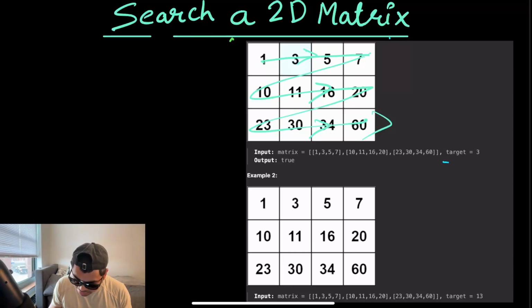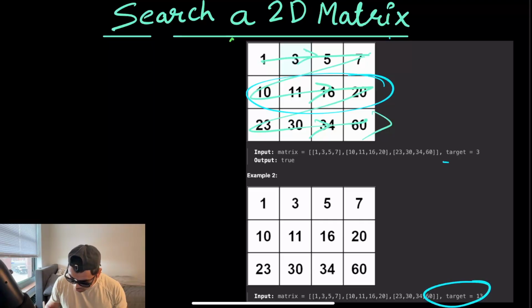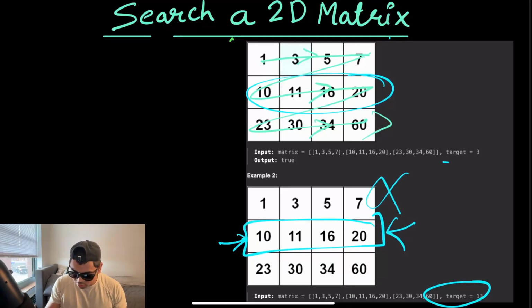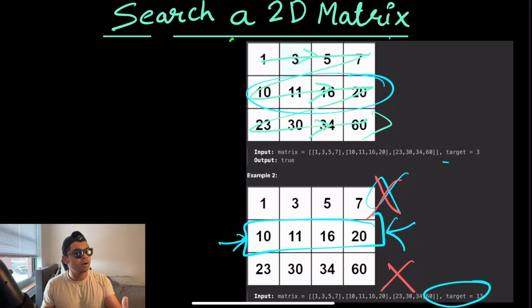If the number doesn't exist in the right row, maybe in this case 13 was supposed to be in this row, and if it's not here, then it's not going to be anywhere else. It's not going to be in this row or this row. So once you find out the right row and it doesn't exist there, you can return false.